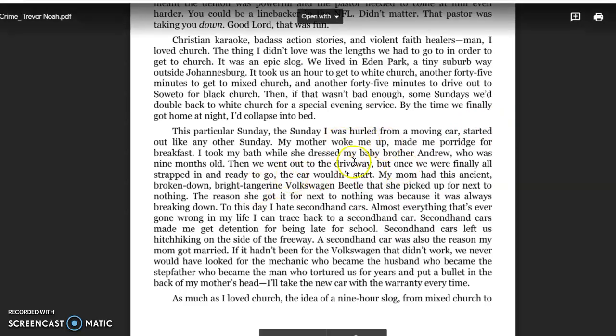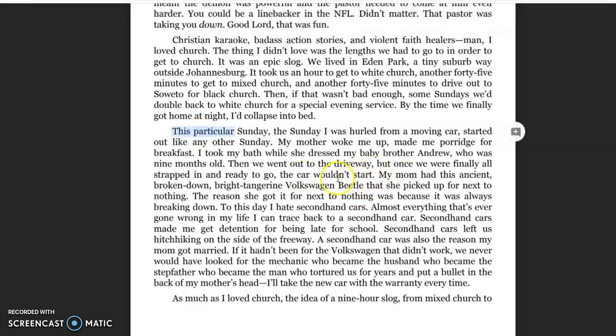When he gets into this part about this particular Sunday, he talks about the car. His mom had this ancient, broken down, bright tangerine Volkswagen Beetle. It tells you a little about her character and how she's thrifty. It probably tells you that she doesn't have a lot of money, because she's not buying a new car and she's not keeping that up, but she's not so poor that she can't own a car. So this is maybe a point of pride for her.